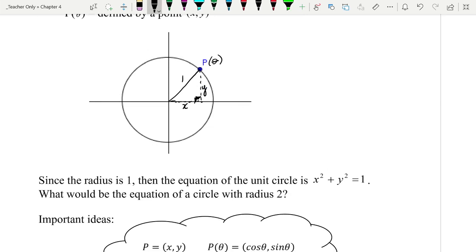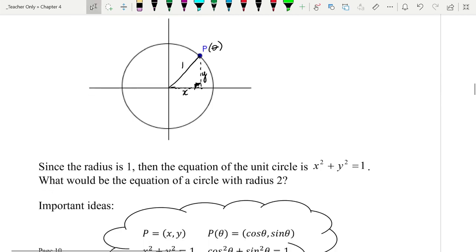What would the equation be of a circle with radius 2? Oh, no problem. It would be x squared plus y squared equals 4. Right? Because it'd just be 2 squared.